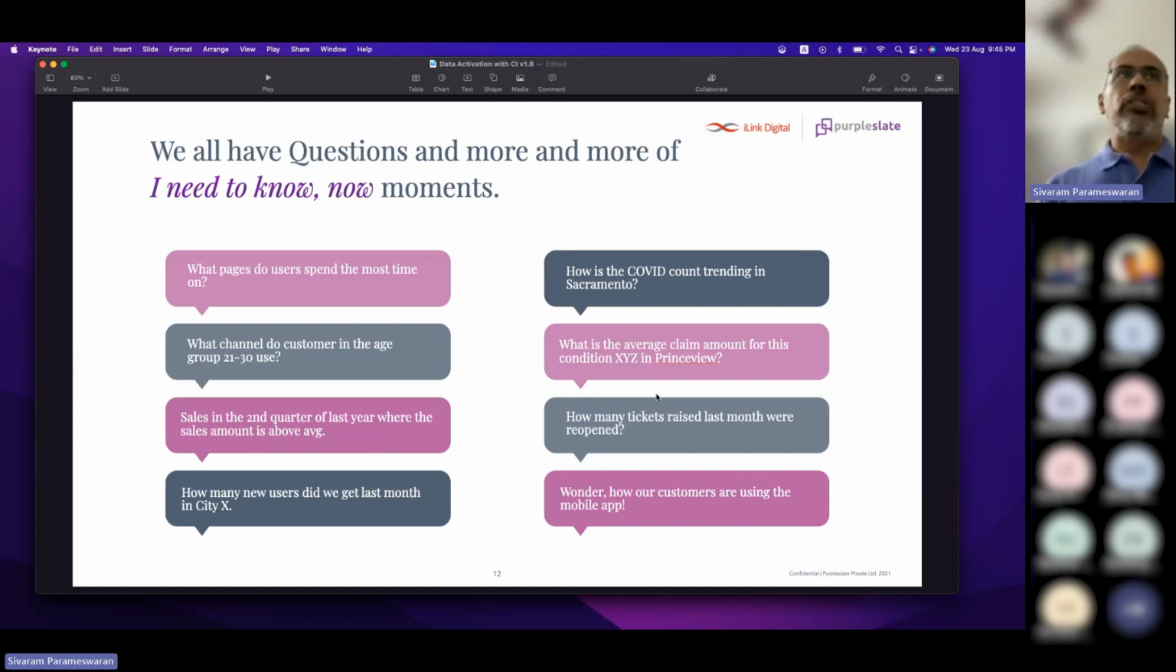What channel do the customers in this particular age group use? These are the kind of questions which we have in our mind, which we try to get an answer to by looking at a dashboard. So there is always this cognitive effort for us in trying to interpret a metric, and then trying to get the answer which we have, right? These could be the questions we have related to the problem at hand.